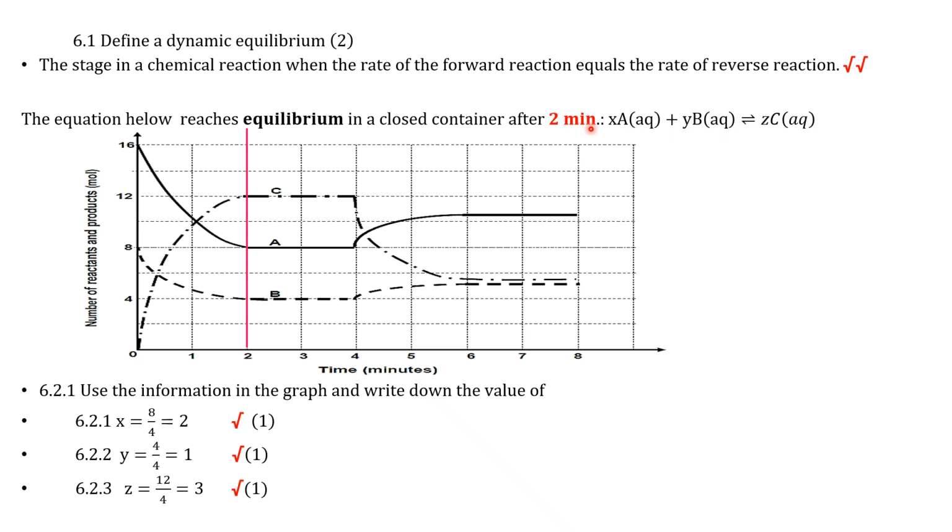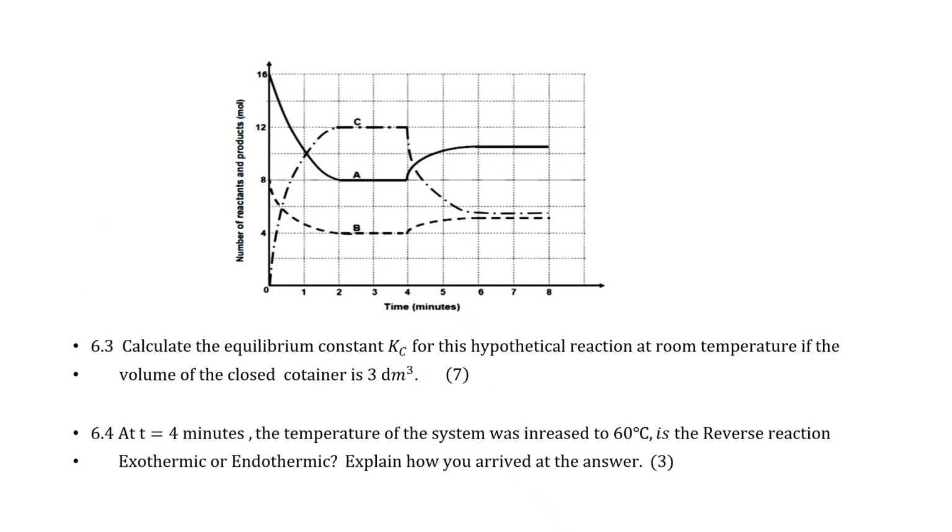But 4 can divide into all of them, so X would be A. At this point it reached equilibrium, 8 divided by 4, which gives me 2. B, 4 divided by 4, which gives me 1. And for C, 12 divided by 4 gives me 3. So the value of X there would be 2, Y is 1, and Z is 3. So hope you follow and you see how we got that, 3 marks. Alright, now let's look at the next set of questions.